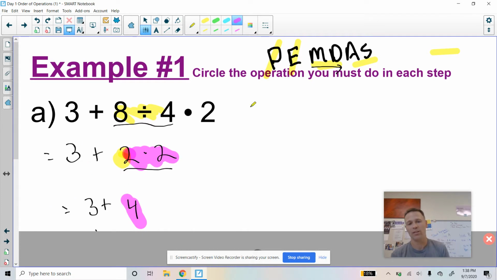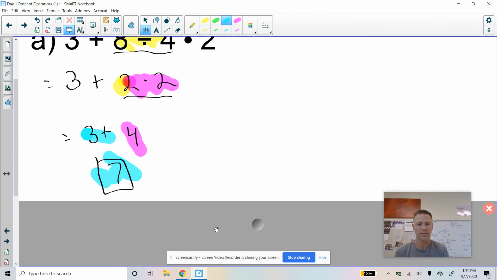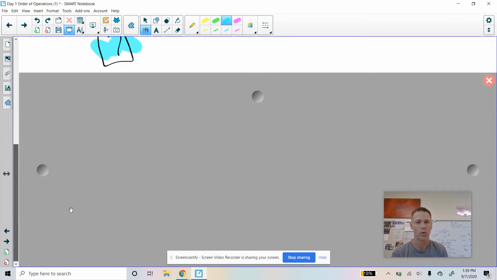And now I go back to the checklist again. I only have one thing left, right? So it's obvious that I'm going to add, but I don't have parentheses. I don't have multiplication, division. I don't have exponents. I do have addition. So the last thing I'm going to do is add 3 plus 4, and that is going to give me an answer of 7. Okay? So go ahead and pause the video and check your answer to the next one.